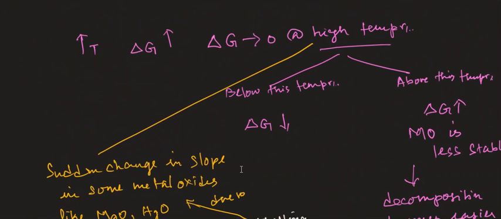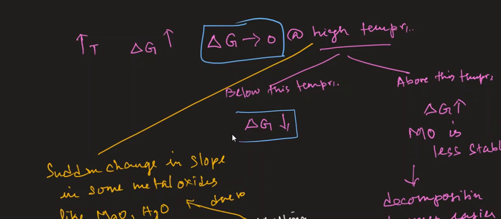At higher temperature, delta G becomes 0. At this critical temperature, we can classify like this. Below the temperature where delta G is equal to 0, delta G decreases. It indicates that there is progress of the reaction. Above this temperature, delta G is increasing.